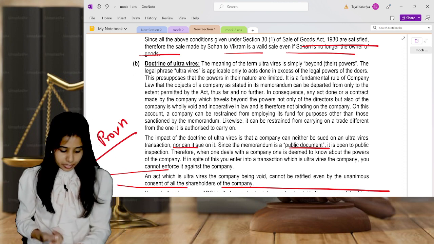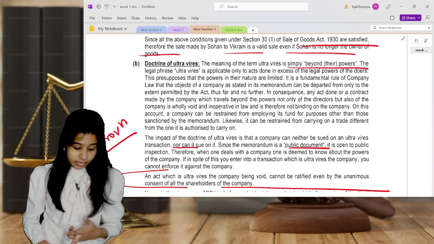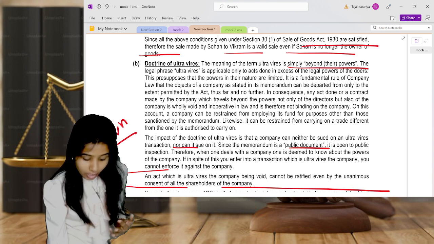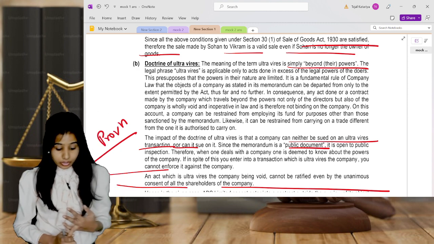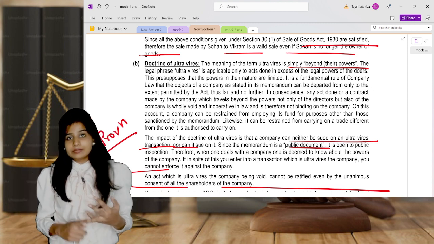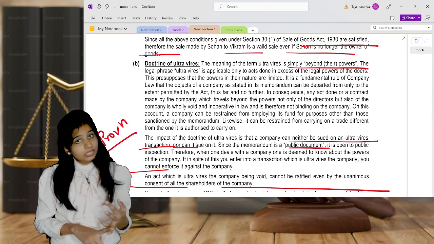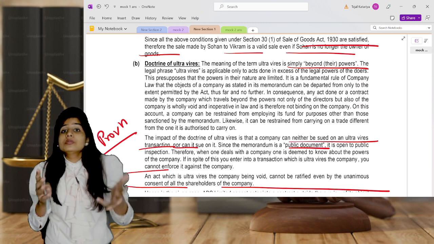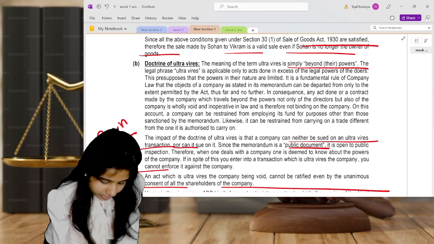So first of all, the first line should be that it is beyond their powers. The second line, memorandum is a public document. The third line, on an ultra vires transaction, neither can you sue nor can you be sued on it. That means, because the memorandum is a public document, the other contracting party must read it, and then only it is presumed that the other party has the knowledge of it. So it was already a presumption.